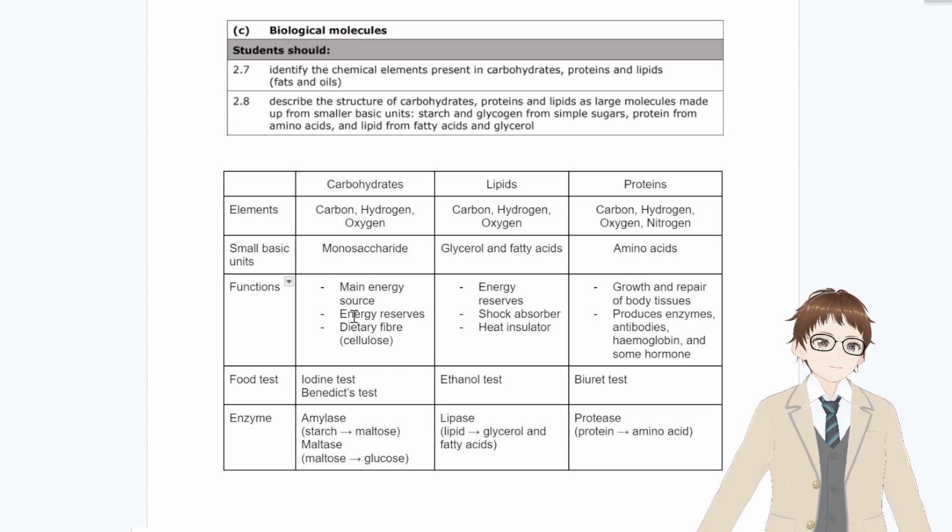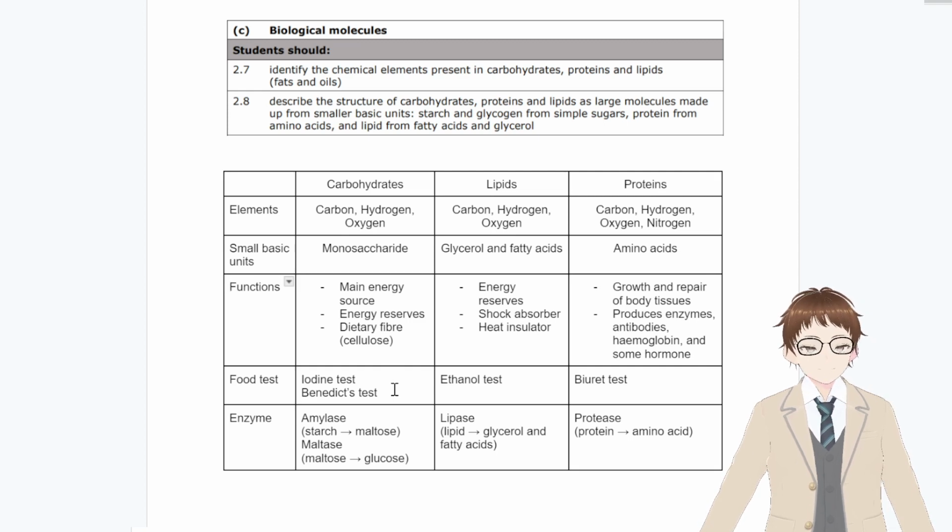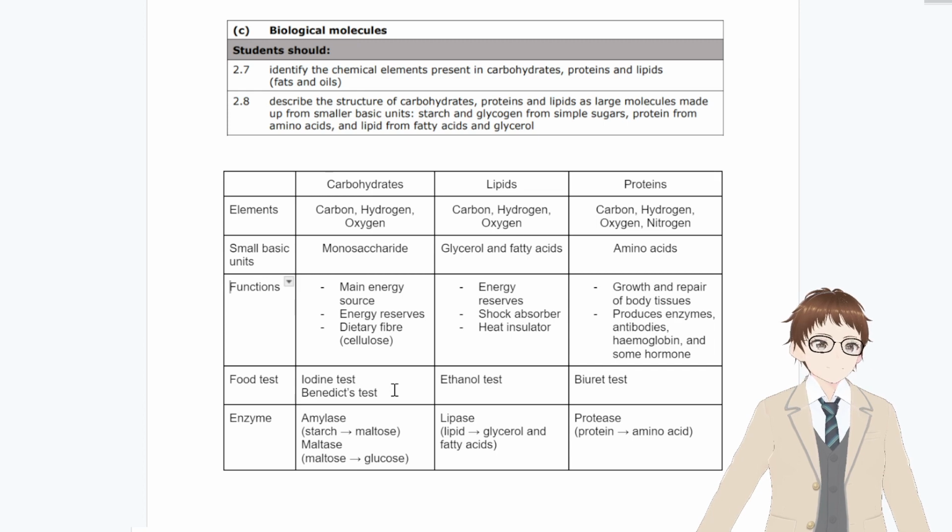For carbohydrates, the food tests are the iodine test and Benedict's test. The iodine test is a test for starch, and Benedict's test is a test for reducing sugar, or in this syllabus we will just understand it as a test for glucose. Next, for lipids we have the methanol test, and for protein we have the Pearson test.